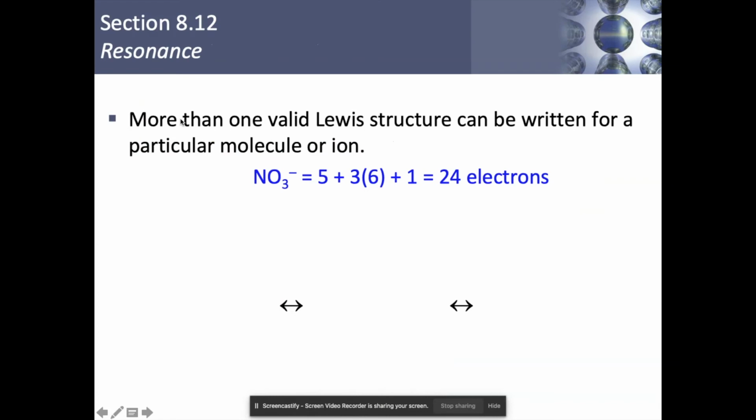All right, so what about resonance structures? So if there's more than one valid Lewis dot structure that can be written for a particular molecule or ion, then we call those resonance structures. So for example, we have NO3-, so that's the nitrate anion. Let's count how many electrons we're supposed to have.